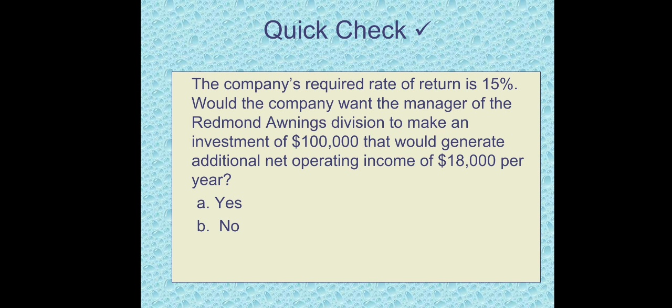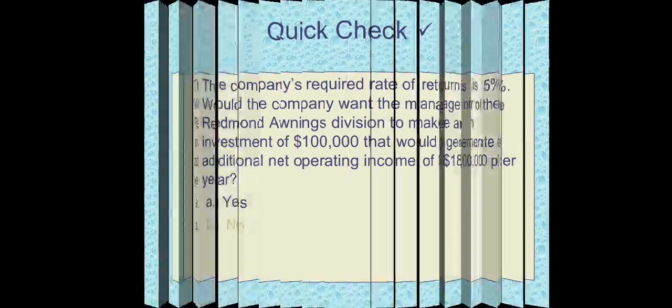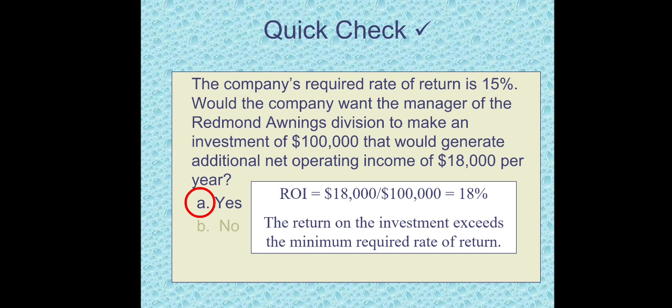So with this rate of return, will the company want the manager of the Redmond Earnings division to make the new investment? The answer is yes, because the new investment ROI is 18%. The new investment ROI is $18,000 net operating income divided by $100,000 asset. So the new ROI is 18%.